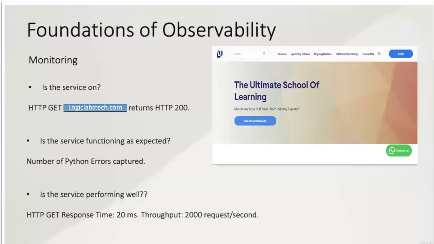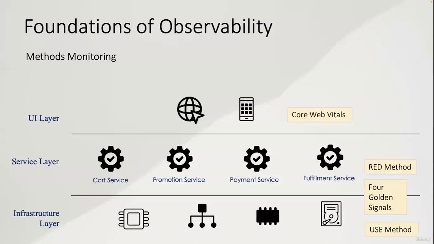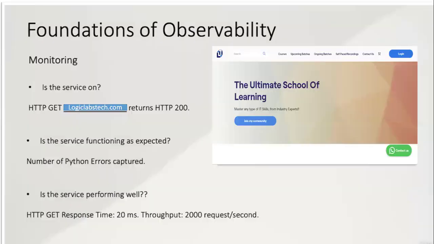This is called monitoring. Then what is observability? Monitoring is a subset of observability. The data collected for monitoring is called telemetry data, and we need a comprehensive way of structuring those metrics and the data collected. Having a holistic view of the entire system is called observability.